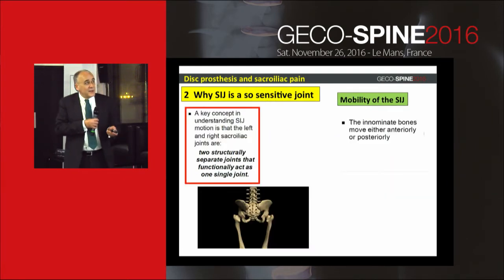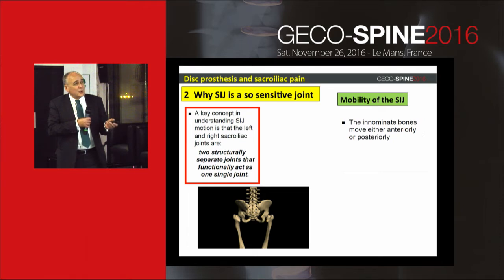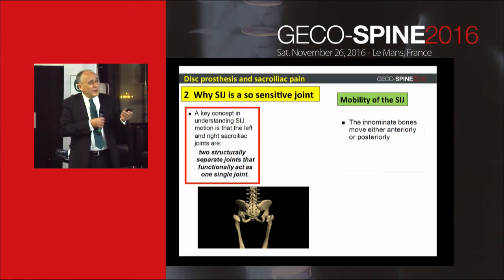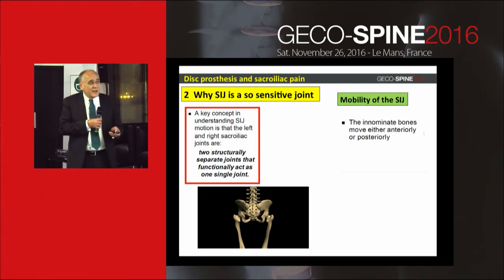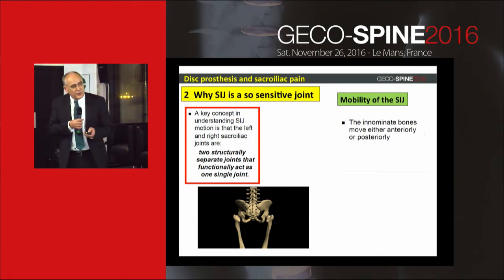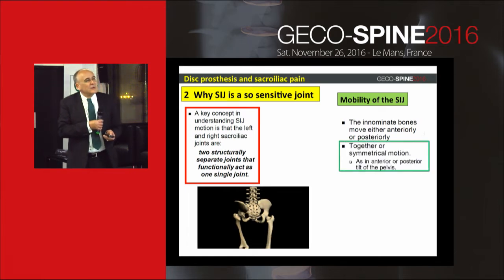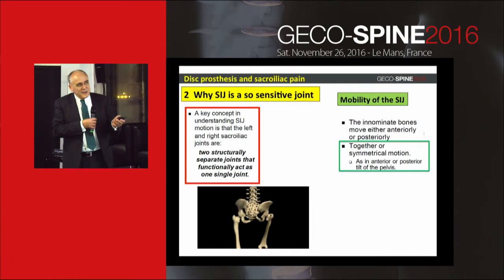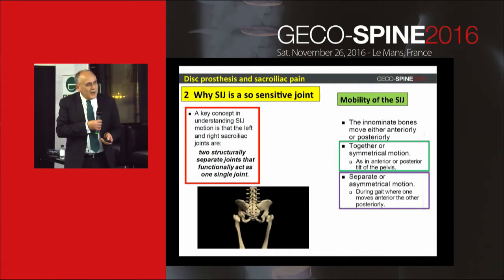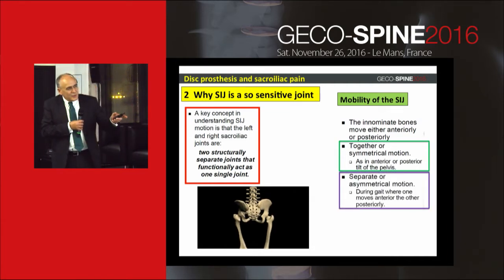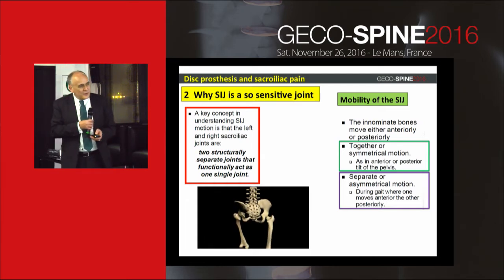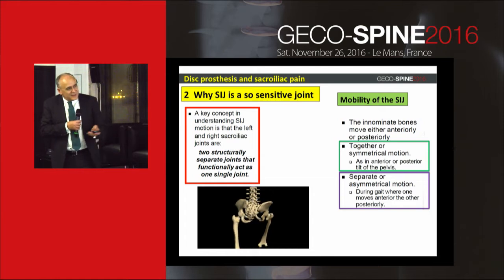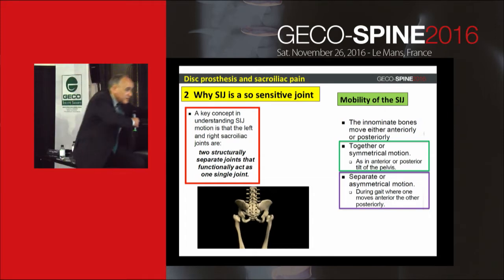And the key concept about sacroiliac joint motion is that the left and right sacroiliac joints are independent anatomically, but functionally they work like one single joint. And sometimes it is not very easy to understand that they may have symmetrical motion, but also asymmetrical motion. Of course, this drawing emphasizes the movement of both sacroiliac joints during the gait, but it is the type of movement we have.